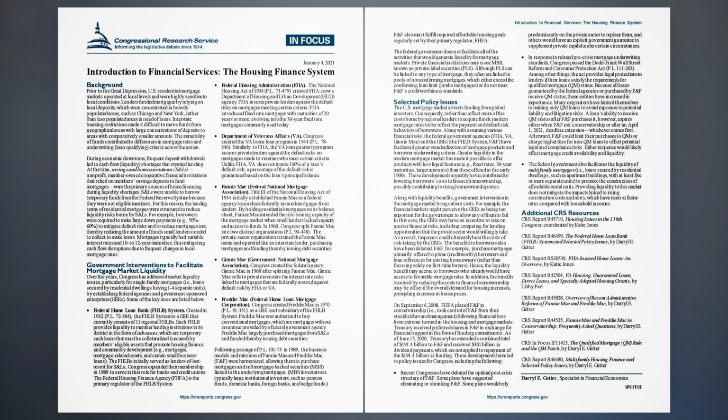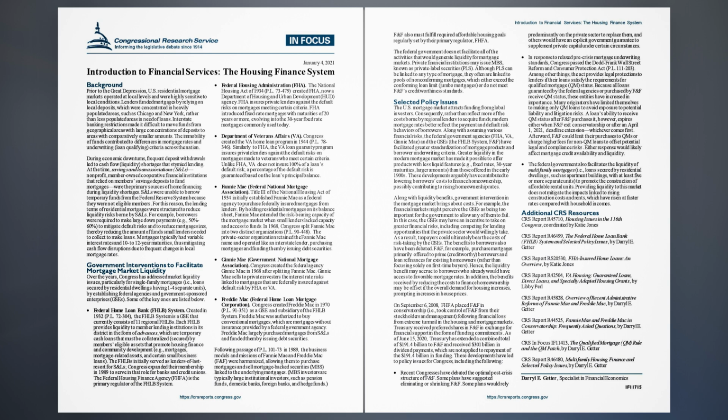Department of Veterans Affairs (VA). Congress created the VA Home Loan Program in 1944, PL 78-346. Similarly to FHA, the VA Loan Guarantee Program insures private lenders against the default risks on mortgages made to veterans who meet certain criteria. Unlike FHA, VA does not insure 100% of a loan's default risk. A percentage of the default risk is guaranteed based on the loan's principal balance.